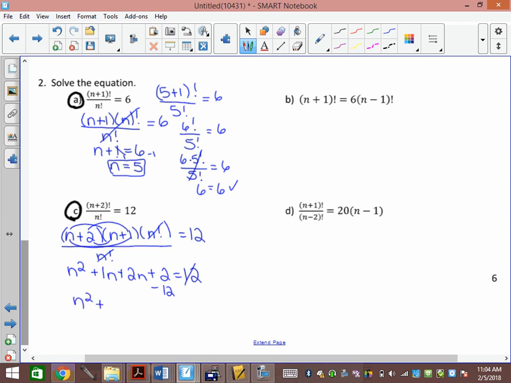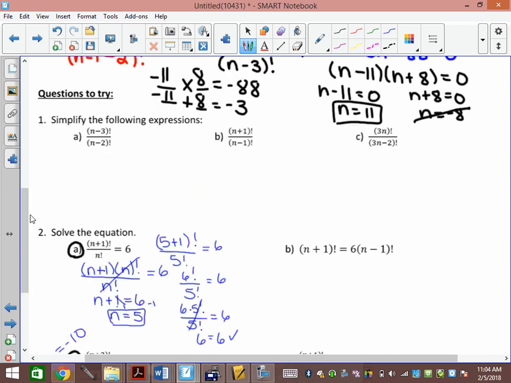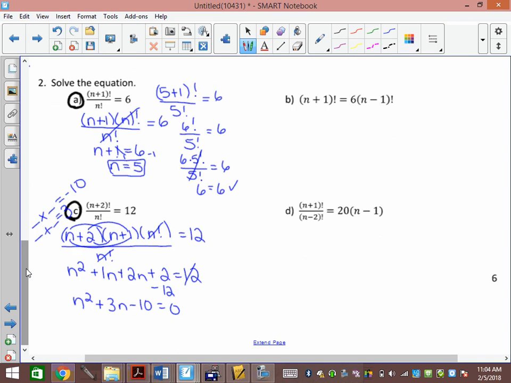Okay, n squared plus 3n minus 10 equals 0. What multiplies to give me negative 10 and adds to give me 3? Positive 5, negative 2. So n plus 5, n minus 2.